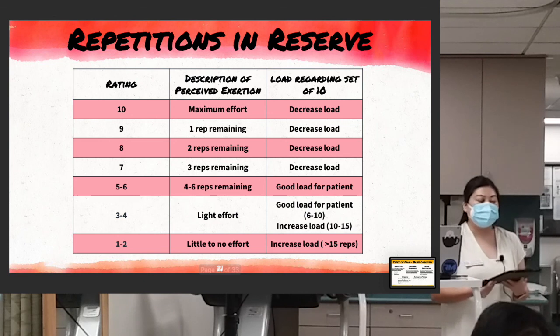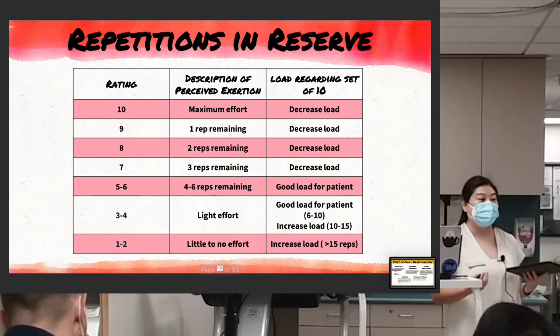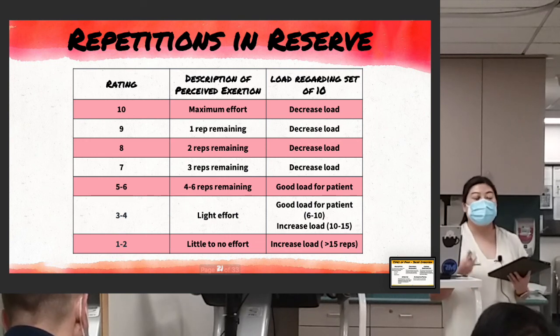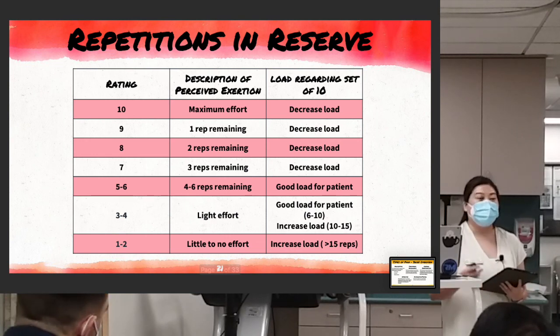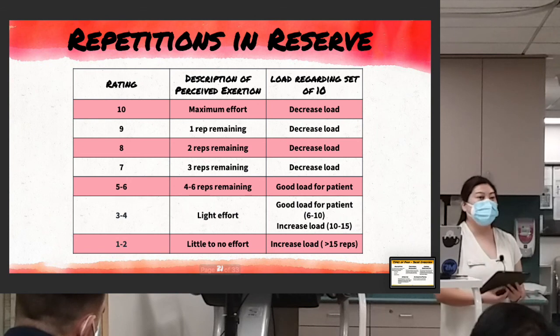So for example, if somebody is performing a squat and you ask them, how many more could you have done if I didn't stop you after the first set of 10? And they said 2, that means that the load might be too heavy and they might not be able to finish 3 sets of 10 like we want them to, or they might only be able to do 8 reps the next set because of the load.